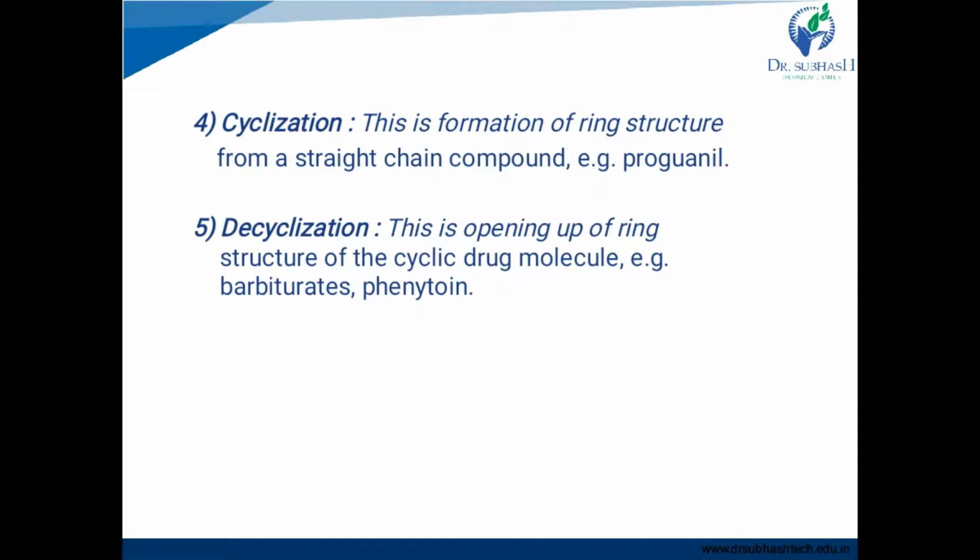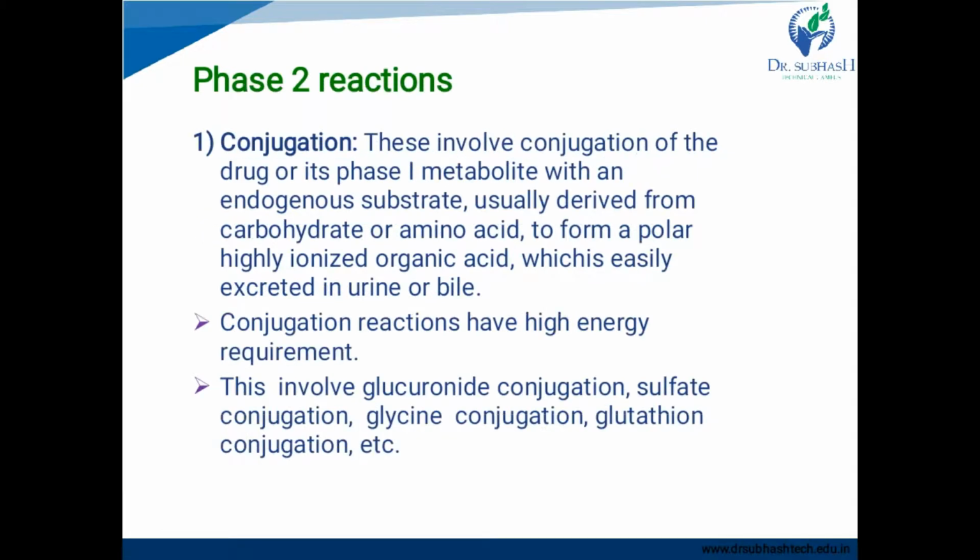Next reaction is cyclization reaction. Okay, the name suggests that we cyclize the drug structure. The drug that is active in open straight chain like structure, right? If we cyclize it, it will be inactivated and will be excreted from the body, right? So proguanil is this type of drug. Decyclization, which is opposite of cyclization. This is the opening of ring structure of the cyclic drug molecule, and examples of drugs are barbiturates and phenytoin drugs, right?